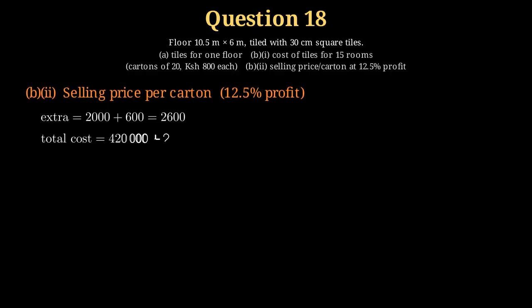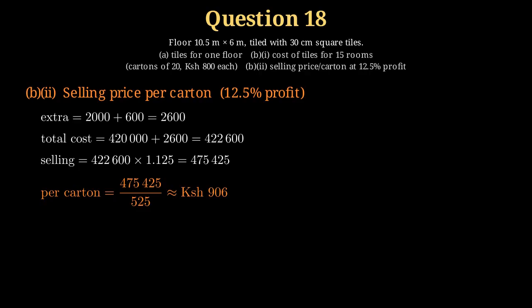Part B, second. The selling price per carton for a 12.5% profit. On top of the tiles, the dealer spends 2,000 on transport and 600 on subsistence. 2,600 extra. So the total cost is 420,000 plus 2,600, which is 422,600. Adding 12.5% profit by multiplying by 1.125 gives 475,425. Dividing by the 525 cartons gives about 906 shillings each.